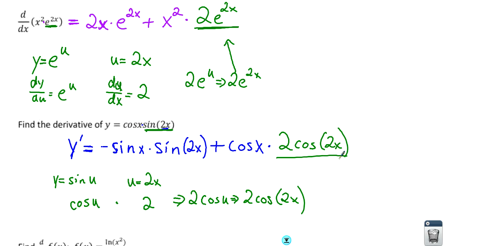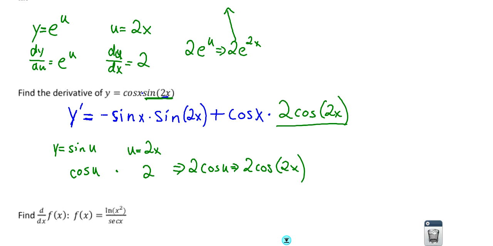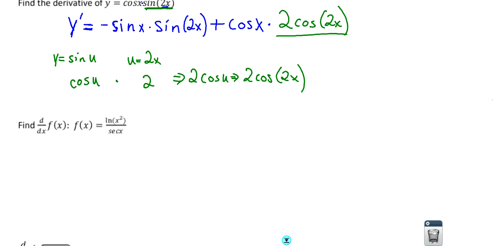So sometimes our chain rule is our main derivative, sometimes it's a supporting derivative rule. Okay? And remember, product rule is one of those rules that a lot of people forget. Okay?